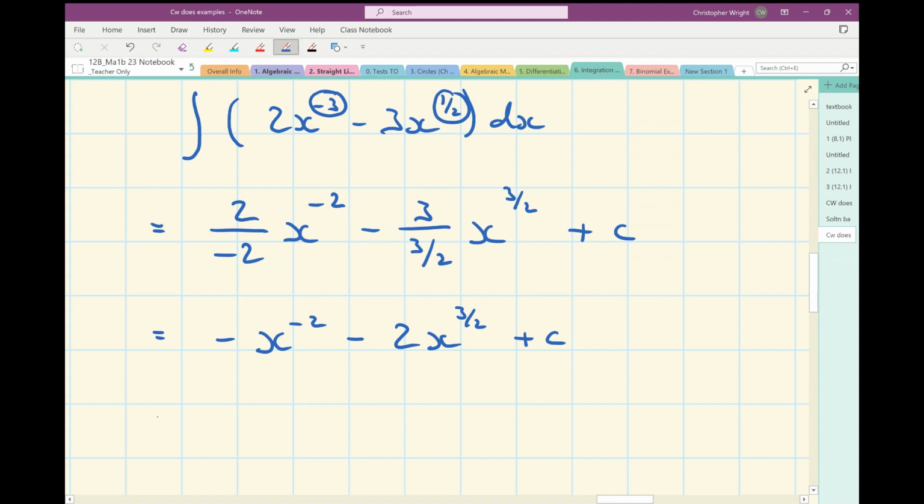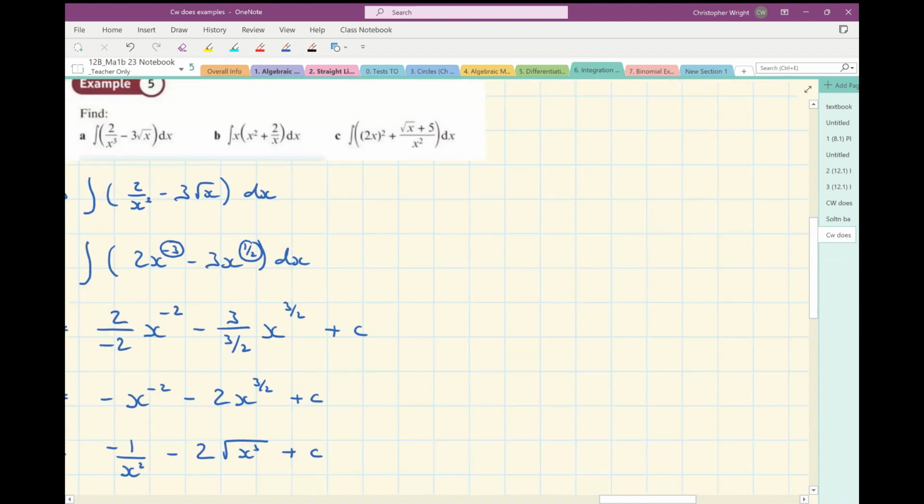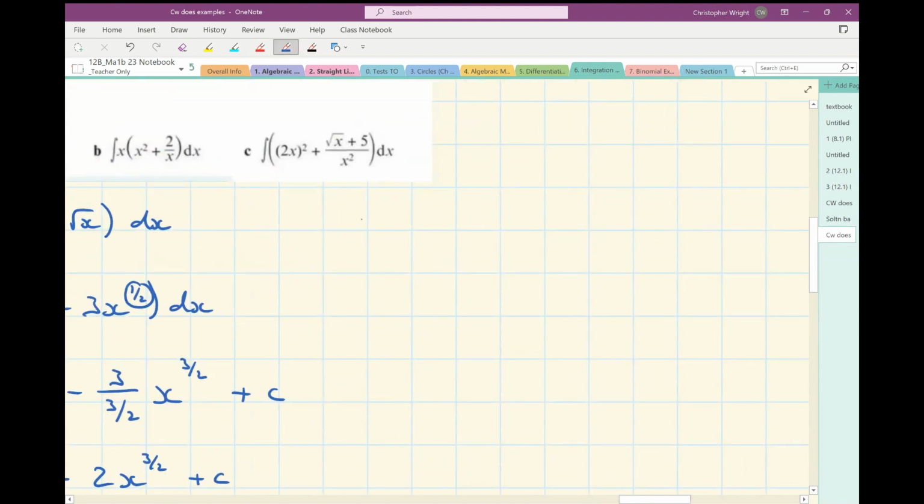Okay, and if you would like to, you can write that as minus 1 over x squared minus 2. Now what would this be? Square root of x cubed plus c. There you are, and I think that that looks pretty good. So that is part A done. Right, part B. Let's copy that here.